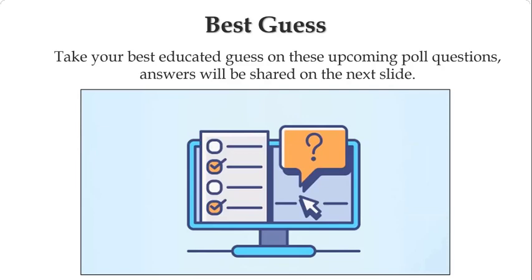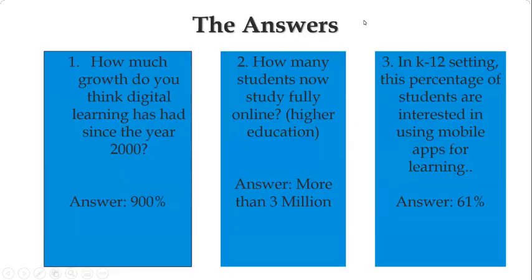All right, so we're going to look at the results because they're very interesting. So the answers. So the first question, how much growth do you think digital learning has had since the year 2000? The answer was 900%. And this was like across the board for everything, which I thought was huge, but it makes sense because the world has grown so much since then.